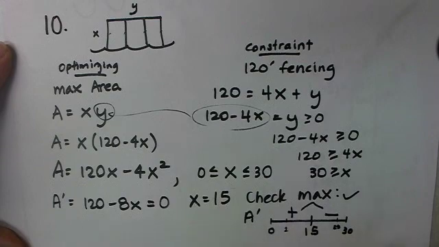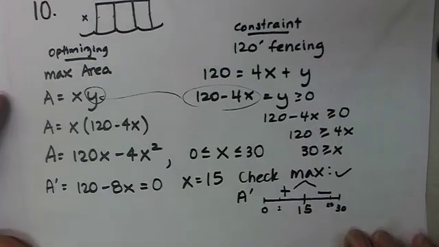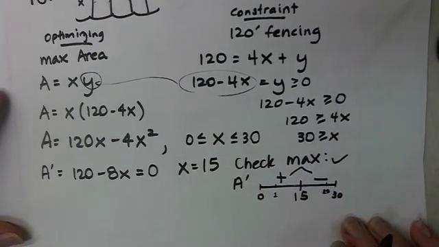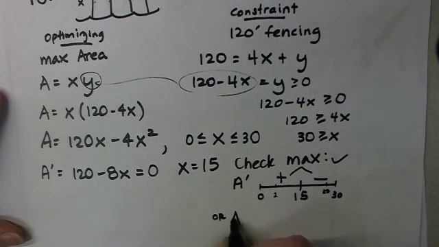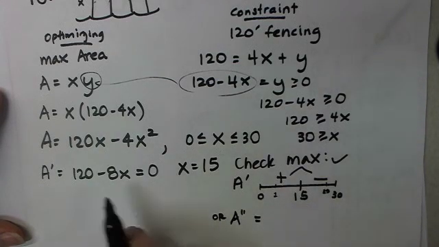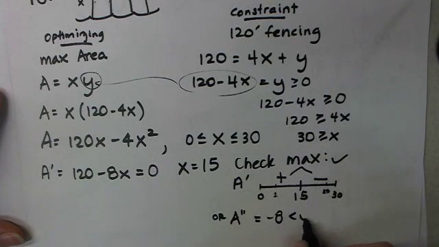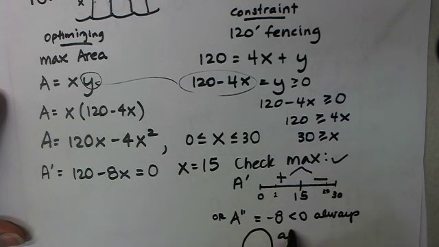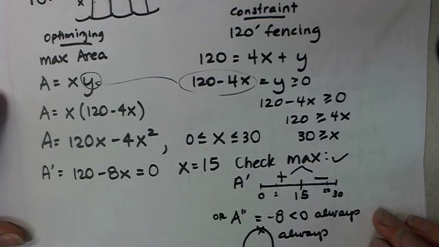Another thing that you could do, I'm going to shift this up. Hopefully it'll stay focused. Or you could use the second derivative test. Second derivative is negative 8, which is less than 0 always, no matter what x is. If the second derivative is always negative, it means that the function is always concave down. So if you find a critical number, it has to be a max. Either of those verify that we have indeed found the maximum.